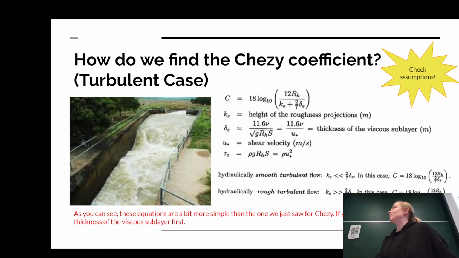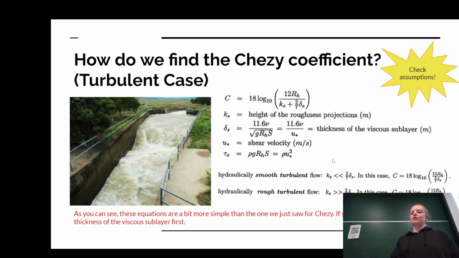And this is just an example of what an open channel flow might look like. We've got all of these different equations here for calculating the Chezy coefficient, and they look a little intimidating, but it's okay, we'll go through them. Up the top here, I've got this equation for the Chezy coefficient, 18 times log 10 of 12 times the hydraulic radius over Ks plus 2 over 7 times the thickness of the viscous sublayer. So they've got a bit of a breakdown of what all of those parameters mean.